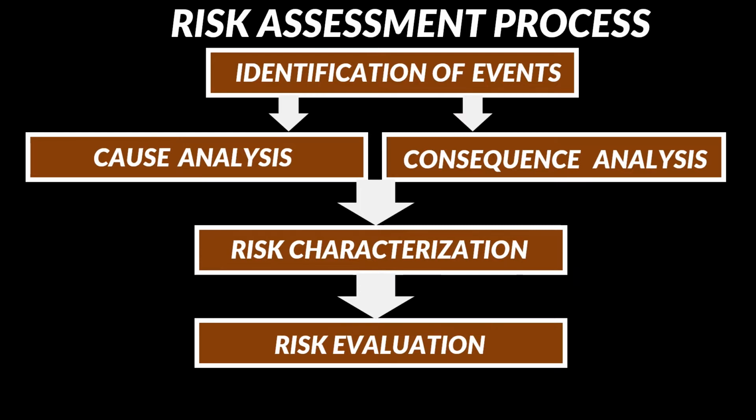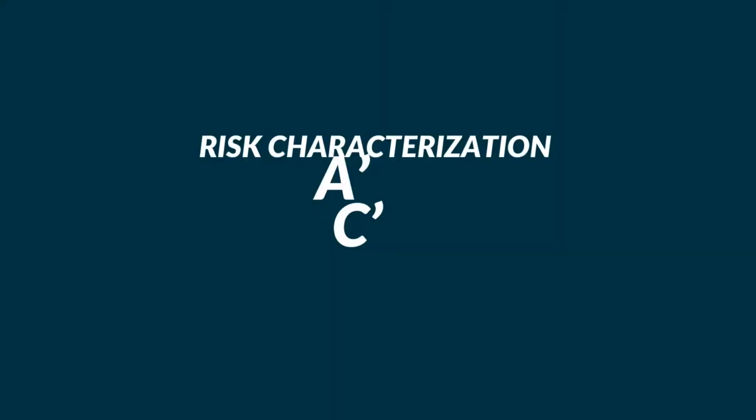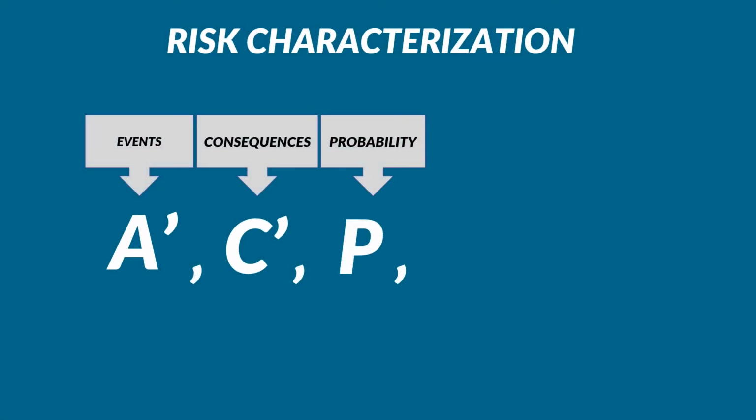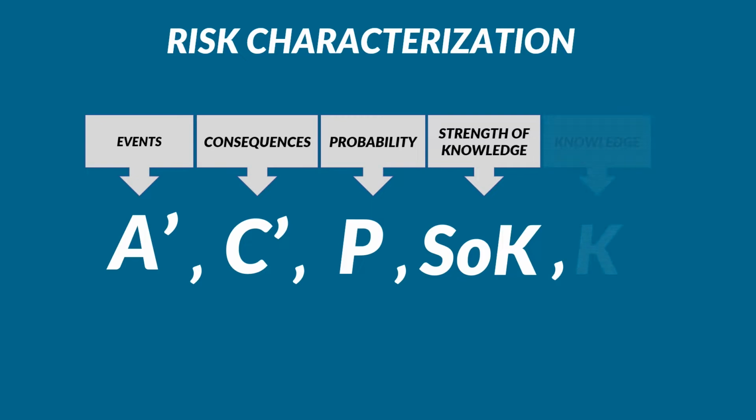Using the terminology introduced in chapter 3, the events are referred to as A-marked, the consequences of these events C-marked, and the risk assessment develops a risk characterization: A-marked, C-marked, P, probability, qualitative, precise, imprecise, strength of knowledge judgments, and the knowledge, K.